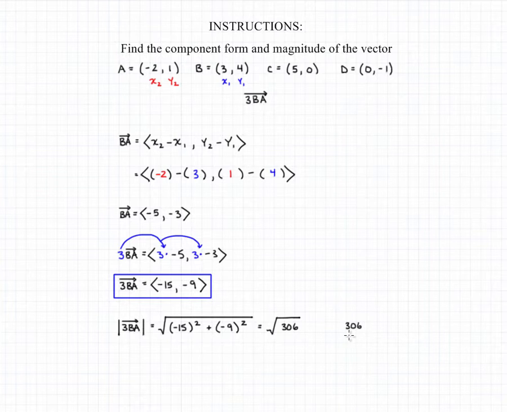And we can simplify 306 by breaking it into prime factors. We'll end up with 2 times 3 times 3 times 17. We can pull out the pair of 3's, and that will leave us with our final answer, which is that the magnitude of this vector is 3 times the square root of 34.